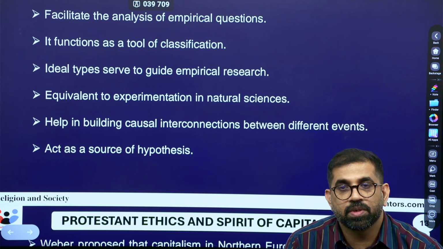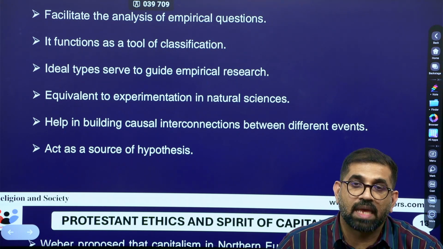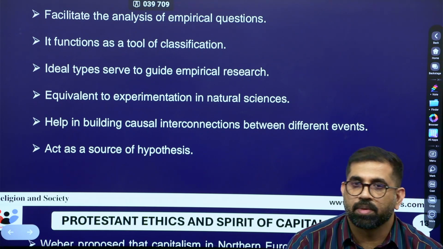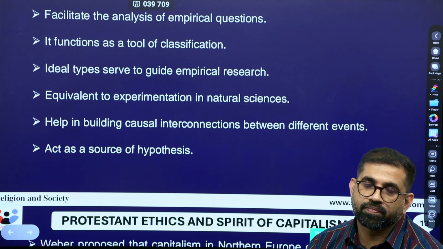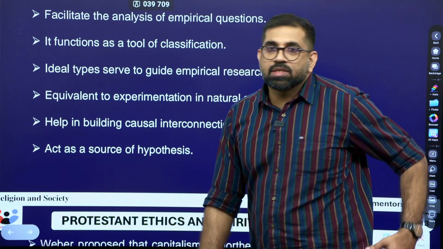Why is so and so group having the least? Why is this group, in spite of having lower population, having higher representation? So that's why we say that it can further guide empirical research. Clear? Okay. Now, also it is equivalent to experimentation in natural sciences.